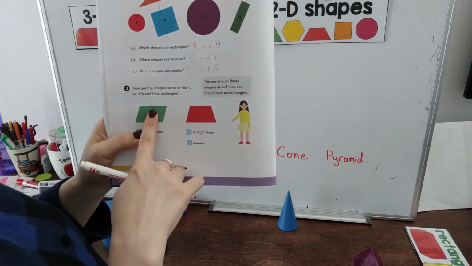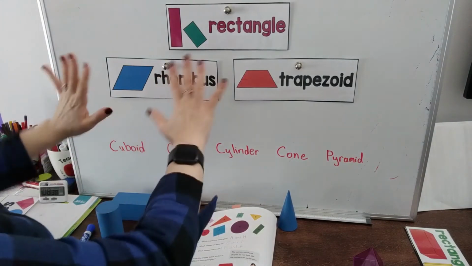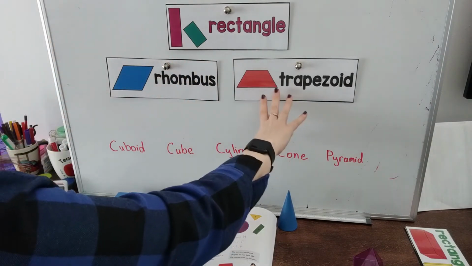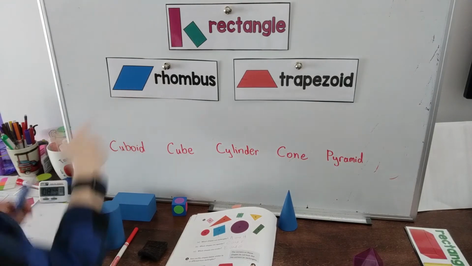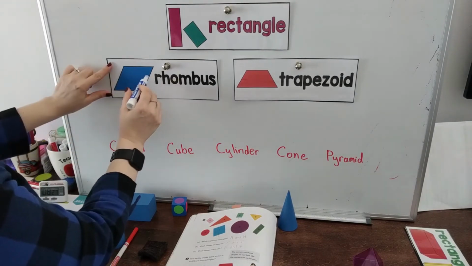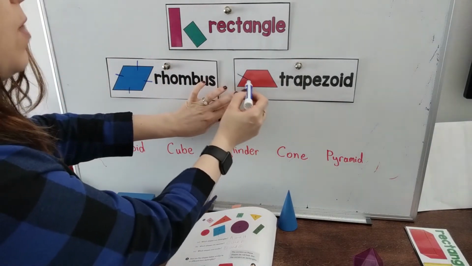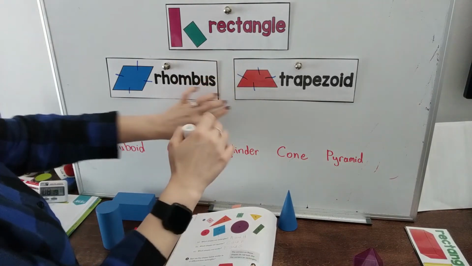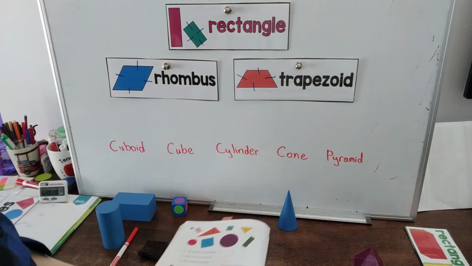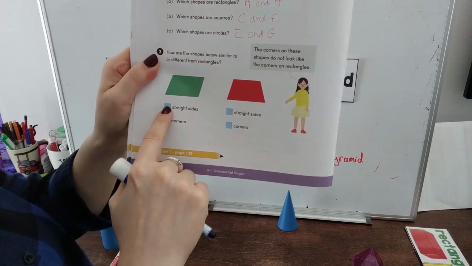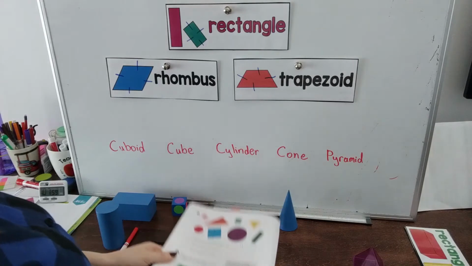How are these shapes similar or different from rectangles? Well, let's take a look at these shapes on the board. So let's compare the rhombus and the trapezoid to a rectangle. Let's look at the straight lines on a rhombus. Rhombus has 1, 2, 3, 4 straight lines, and a trapezoid has 1, 2, 3, 4 straight lines, and a rectangle has 1, 2, 3, 4 straight lines. So all 4 shapes have 4 straight lines, 4 straight sides.